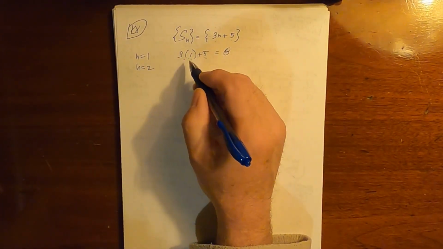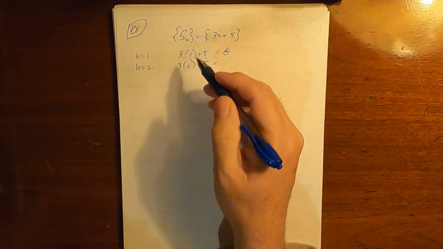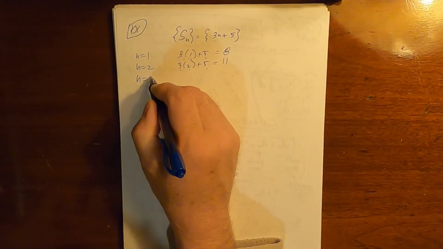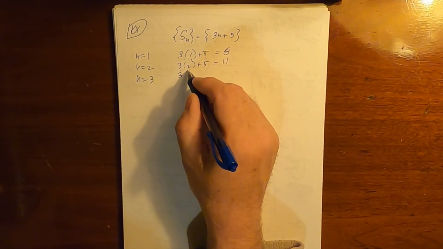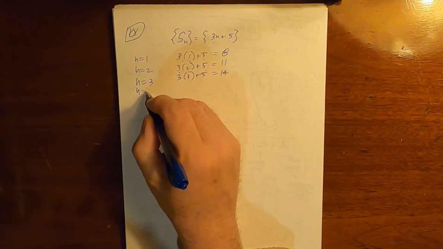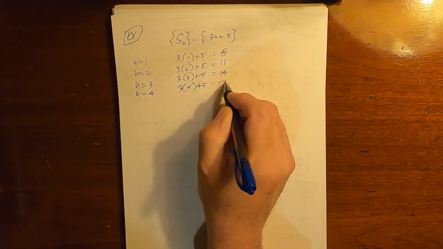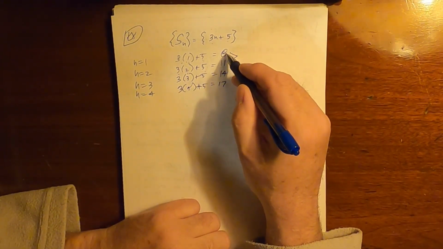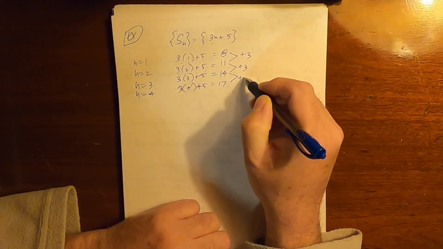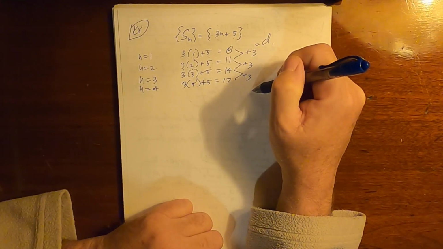When n is 2, I get 3 times 2 plus 5, so I have 6 plus 5 is 11. When n is 3, I have 3 times 3 plus 5, 9 plus 5, 14. One more, n is 4: 3 times 4 is 12 plus 5 is 17. Now let's look at the differences between these. I get plus 3. I'm adding 3 each time. So there's my d. My d is plus 3.